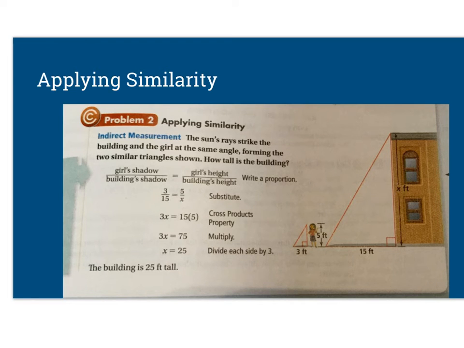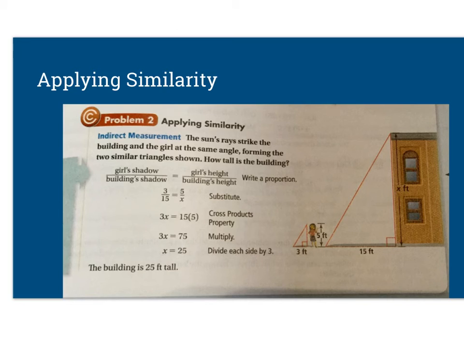Let's look at the application of similarity, and this comes right out of your book. This is something I like to talk about every year. It's this idea of indirect measurement, and you can do this with people and trees, or smaller trees and bigger trees, and it works based on this principle. The idea is the sun, at any time other than right directly overhead, because then we don't have these shadows to work with, is striking a building and a person at the same angle, and the person and the building are both 90 degrees to the ground.